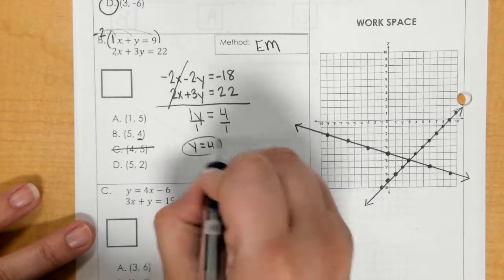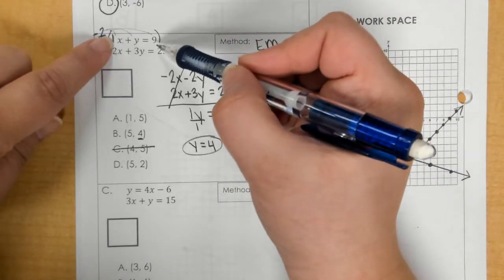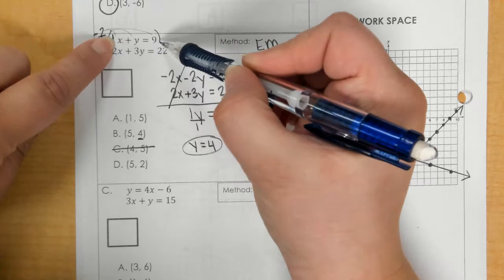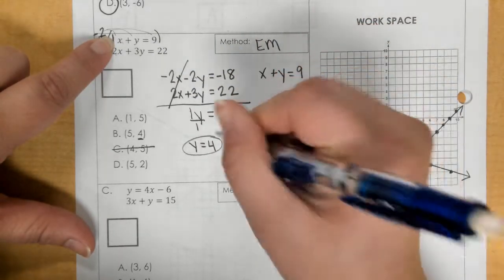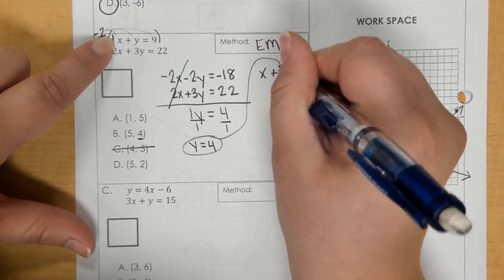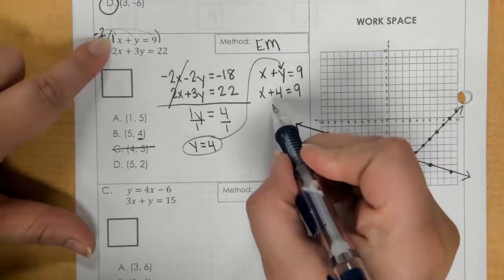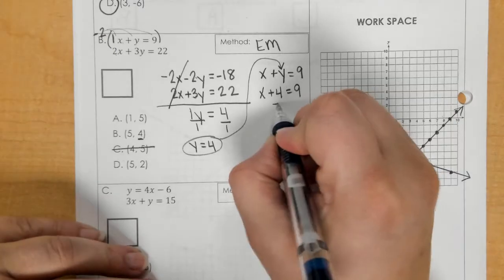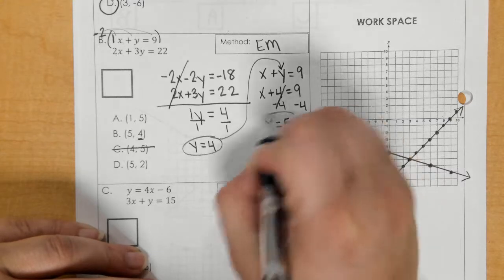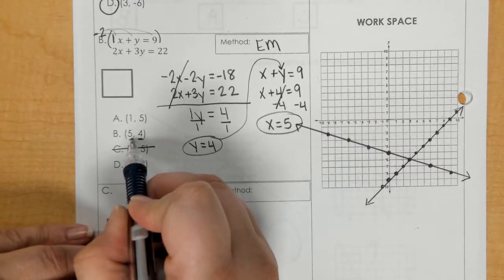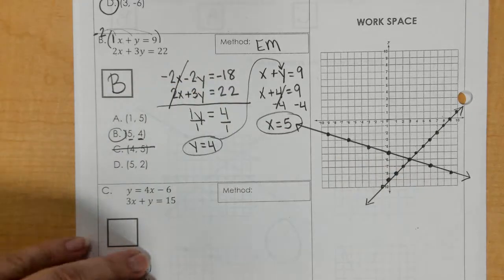Then I take that and I plug it in to one of these equations. And I'm going to go with the top one because it's just very simple. X plus y equals 9. And I plug that y is 4 into y. And this is just a one-step equation. You just subtract 4 from both sides. And we get that x is 5. And we see x is 5 here. So 5, 4, B is my solution.